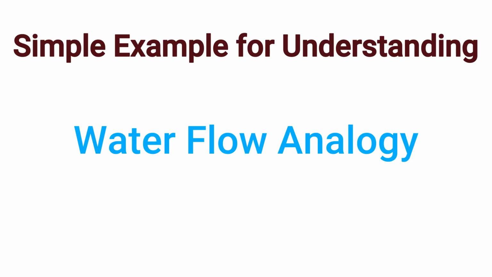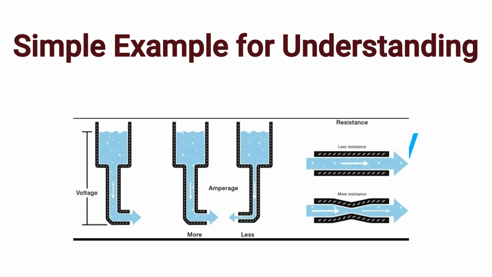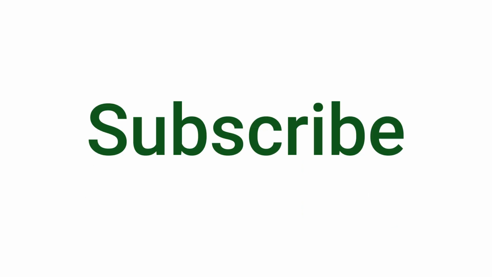Now we'll take a simple example for understanding. Think of an electric current like water flowing in a pipe. Water flow is similar to electric current. Pipe is similar to wire. Water pump is similar to battery. If water flows more, current is high. If water flows less, current is low.